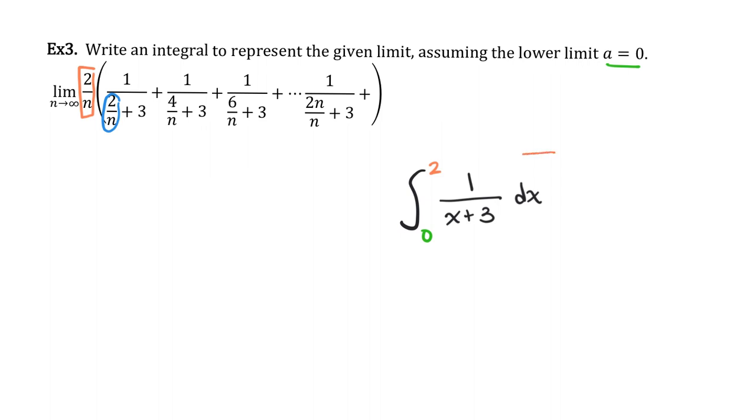Okay, had they not added the restriction that a had to equal 0, I could have had a different integral representation for the limit as well.